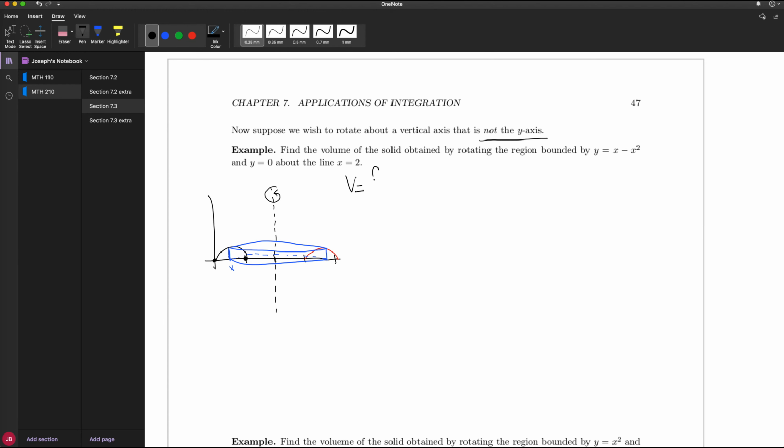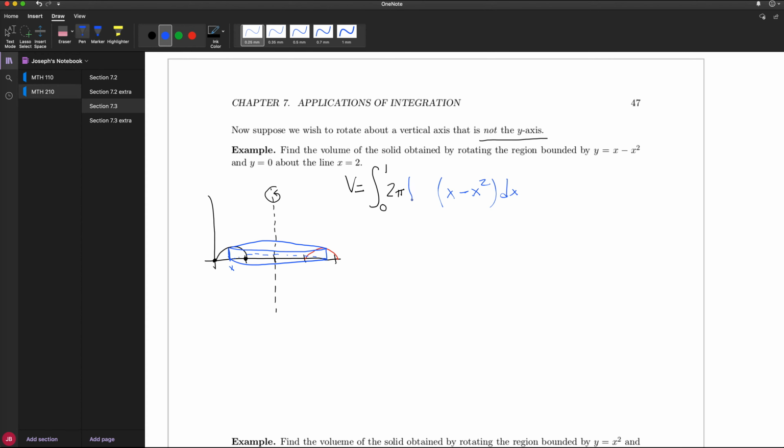Okay, so let's see if we can figure out how to set up the volume here. Well, it's going to be integral, and now you always go from the x bounds of the original region here, class. So 0 to 1, that's the original region here that we're spinning. And now we get 2 pi. I will leave a little bit of room for the radius, but the height of this cylinder is given exactly by the height of the function, which is just x minus x squared.